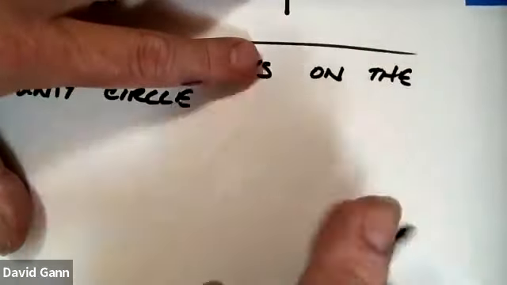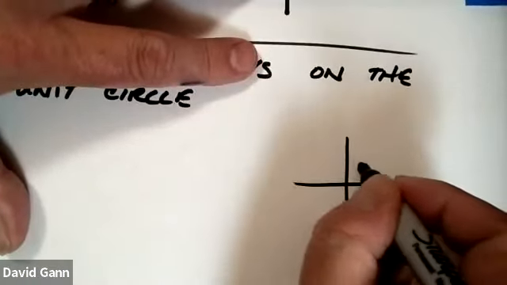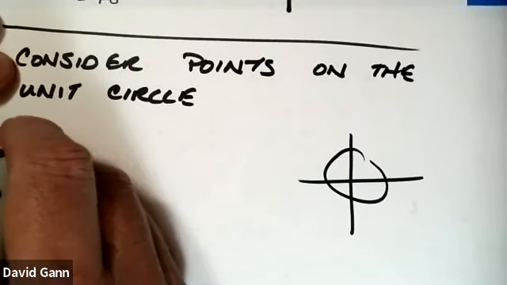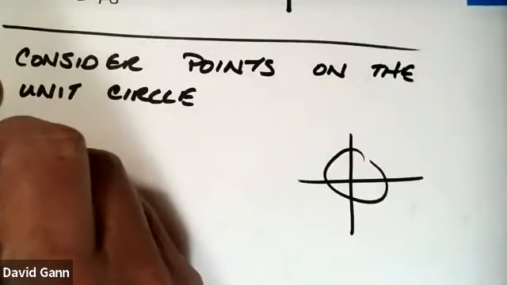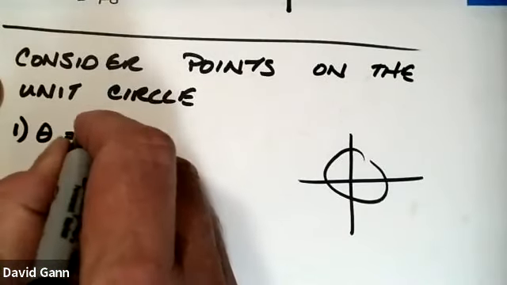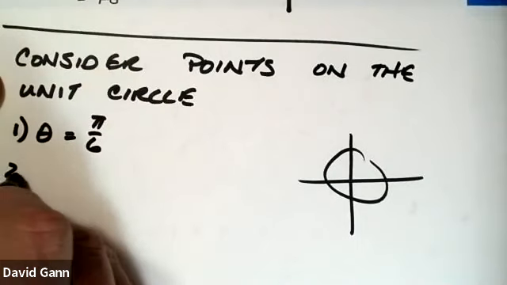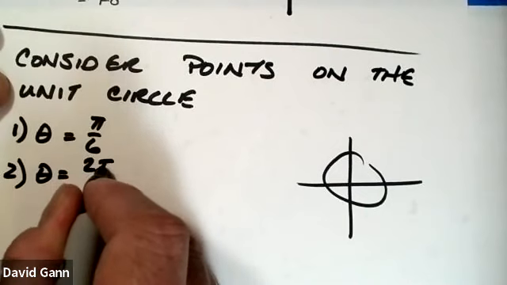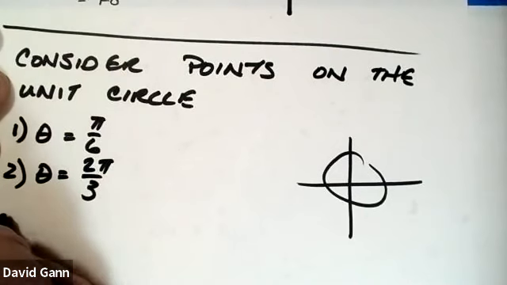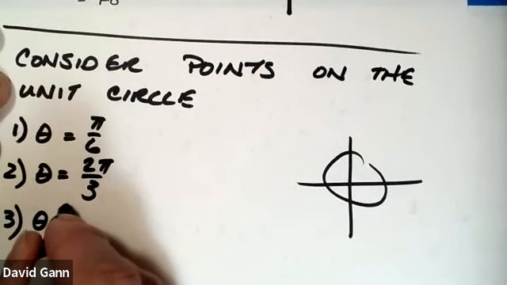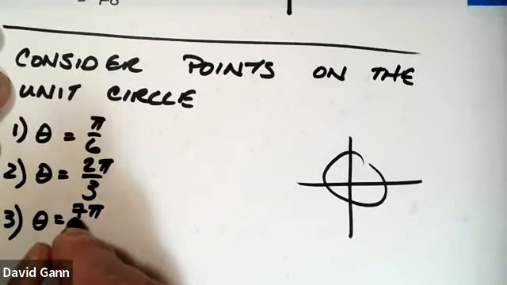So imagine, I'm going to do it a little bit smaller, but let's have a little unit circle over here, and let's find a point. Okay, so let's do a couple of them. How about theta equal pi over 6, theta equal 2 pi over 3, and maybe one more. How about theta equal to 7 pi over 4.